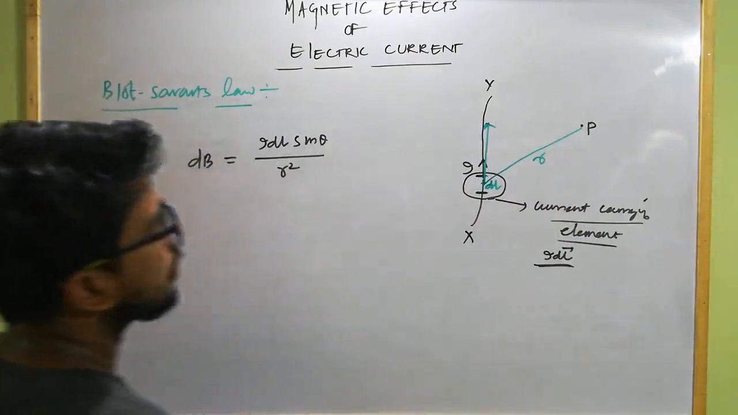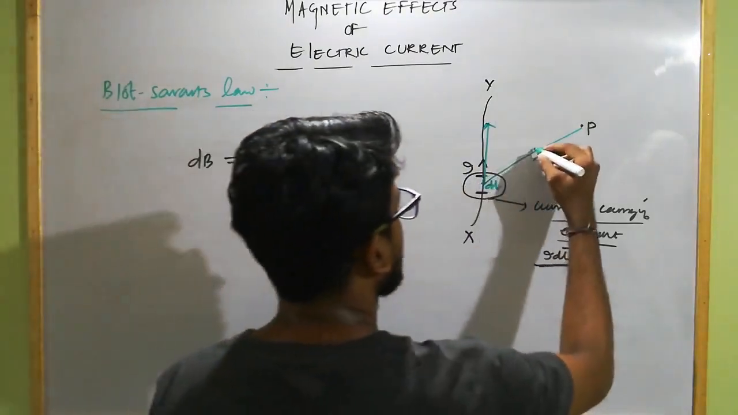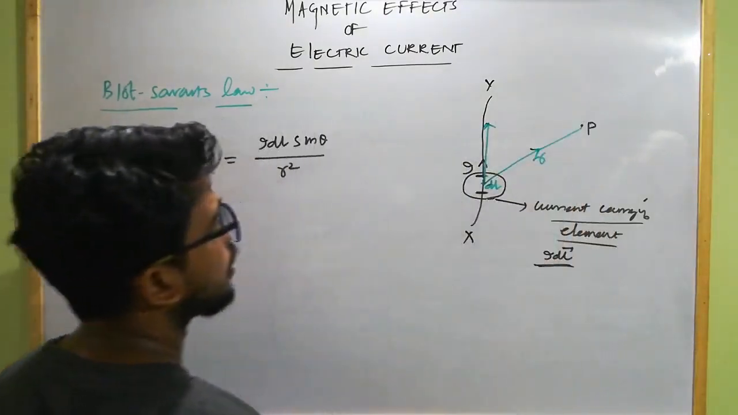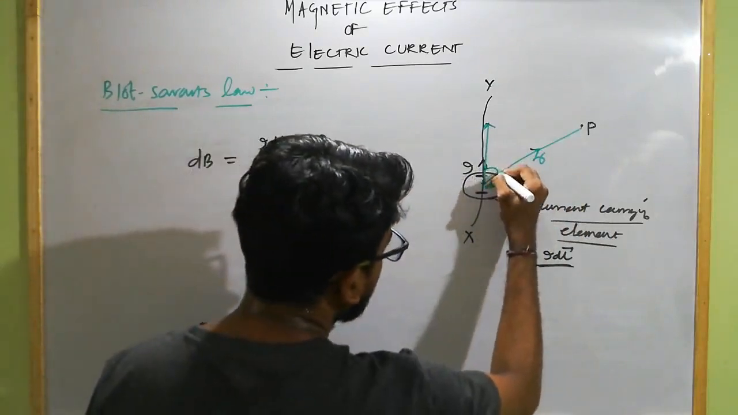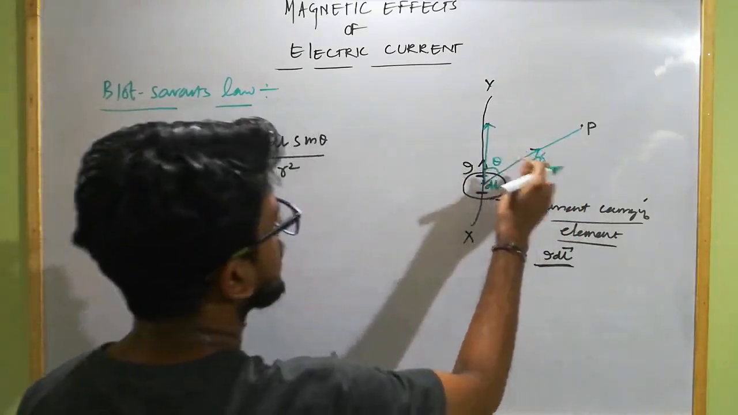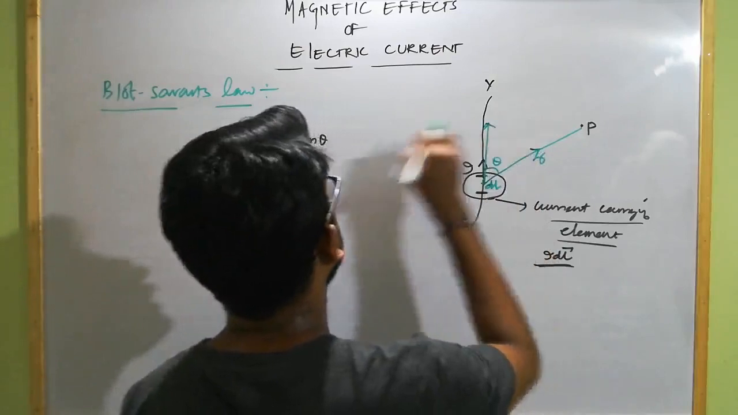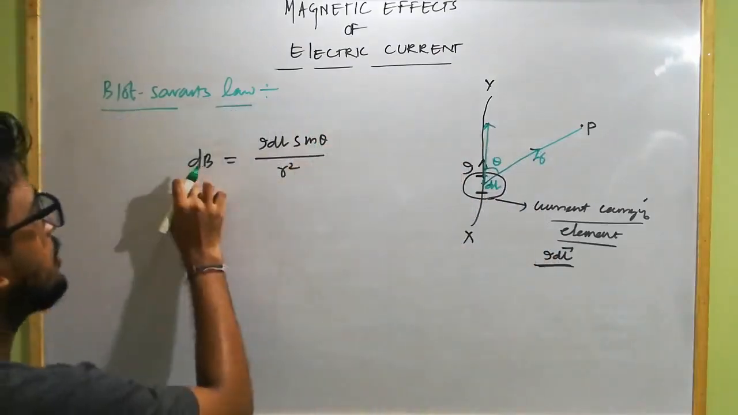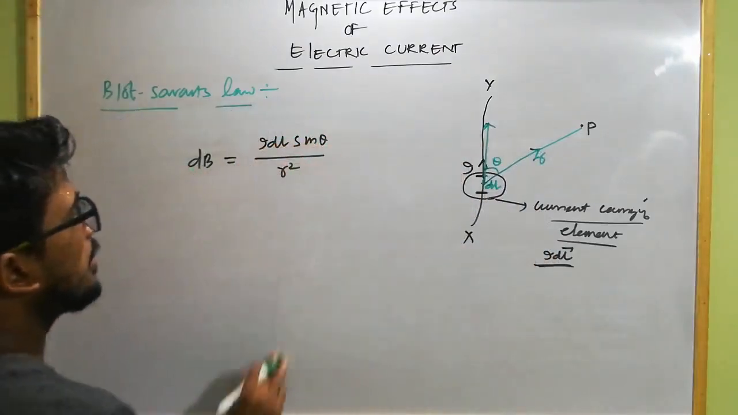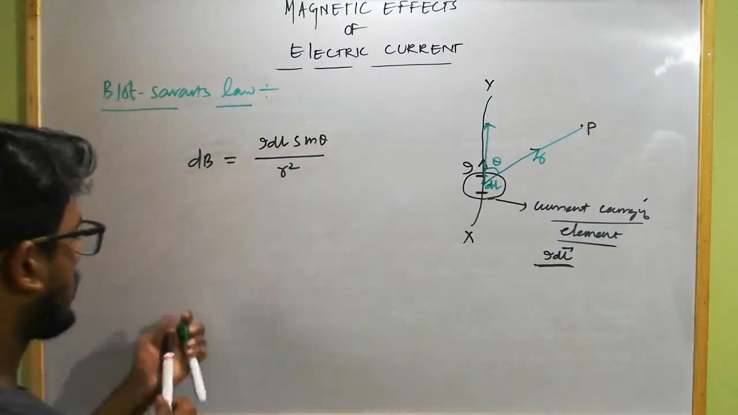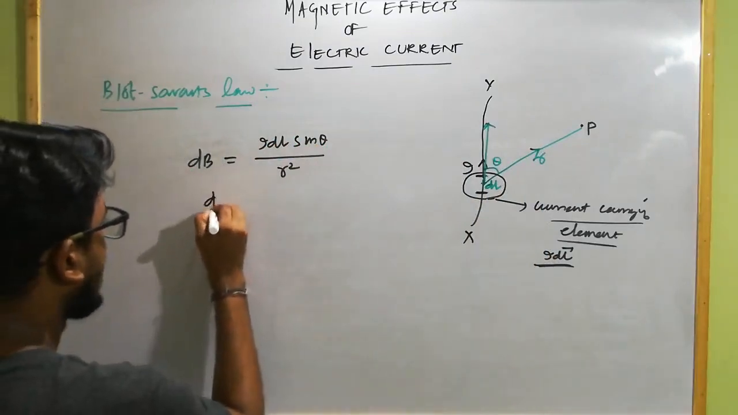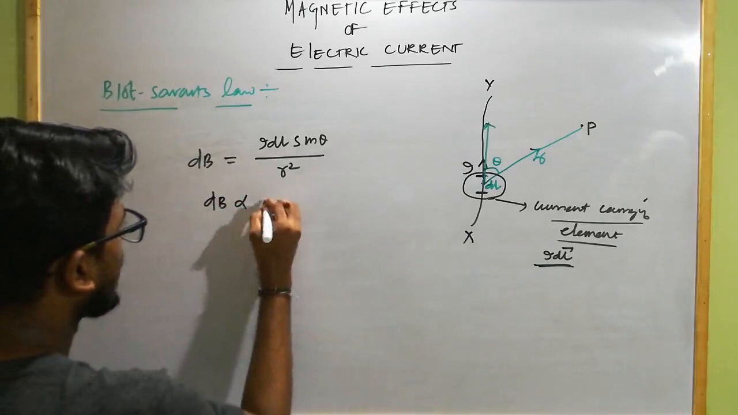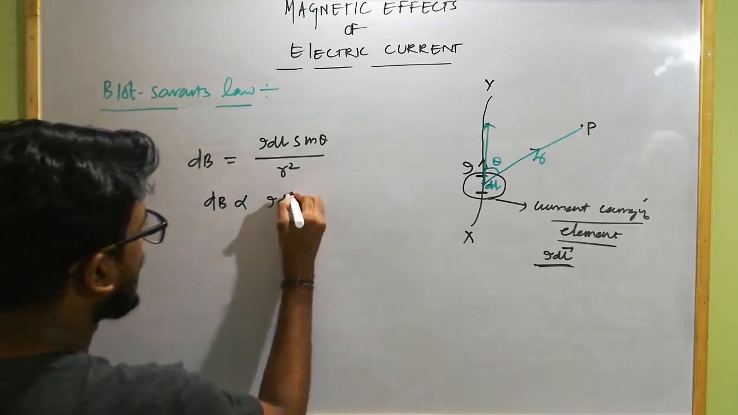This is the direction of the current carrying element, and this is the direction of the position vector of the point of observation P. This angle is known as theta, and the sine of this angle gives dB equal to I dl sin theta by r square. From this equation we can write that the magnetic field strength is directly proportional to the value of the current carrying element I dl.